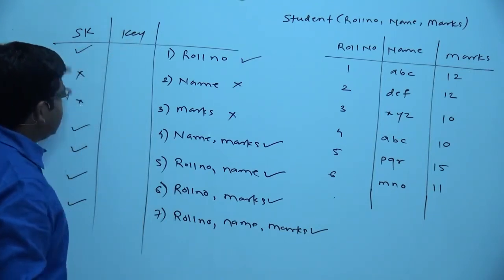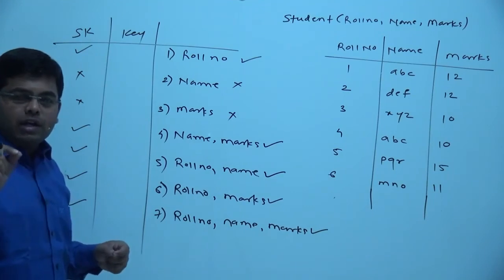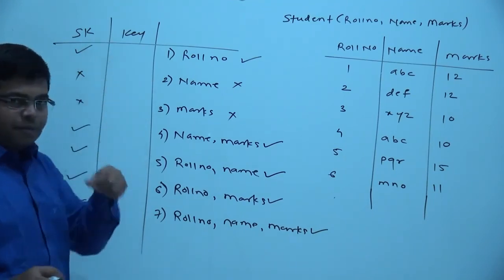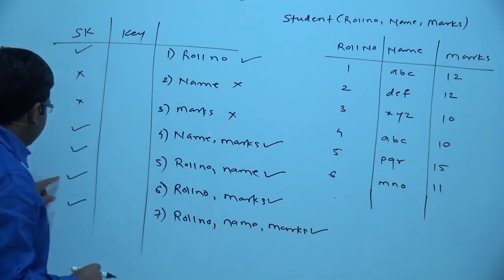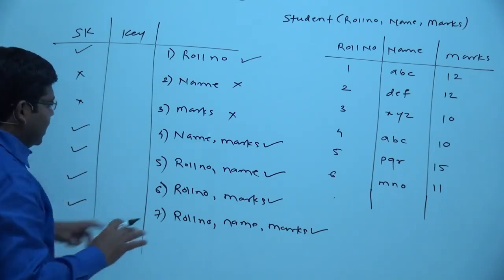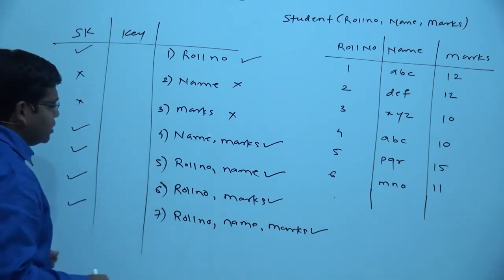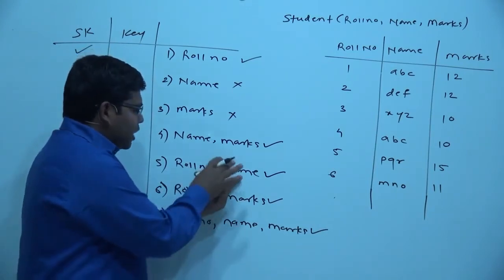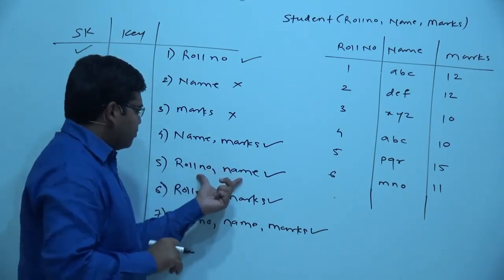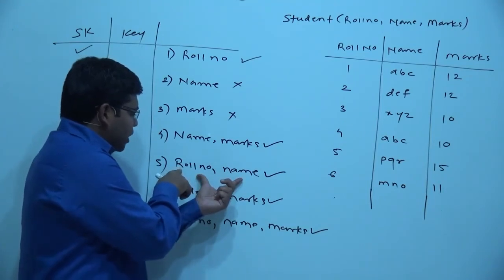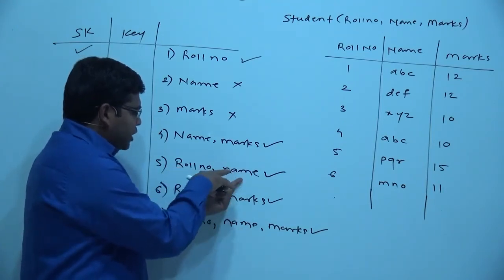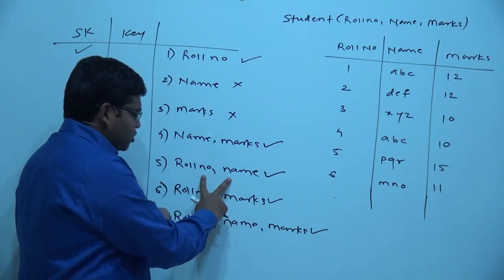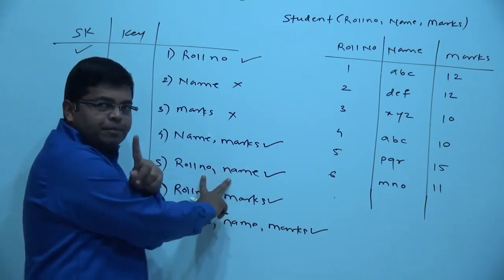A super key without any redundant attribute will be called a key. Let's go by some examples. We will observe roll number and name. Roll number, name is a super key, no doubt. If you remove roll number from this combination of attributes, then the remaining attribute will be name. Name alone.